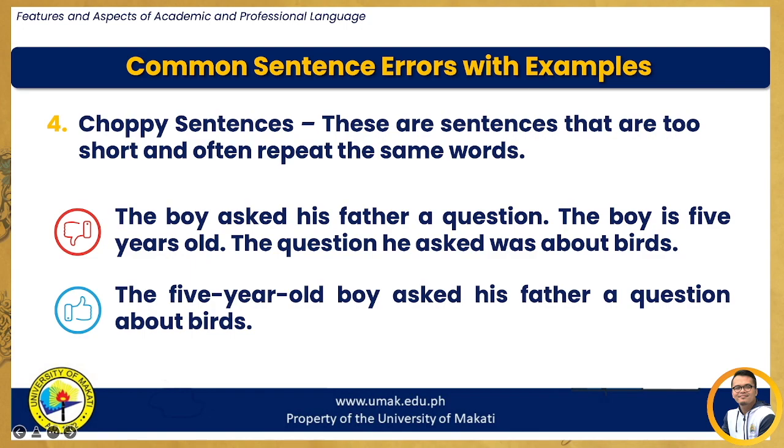And lastly, we have choppy sentences. These are sentences that are too short and often repeat the same words. Your writing will appear unsophisticated and lousy if you write with many choppy sentences. For example, "The boy asked his father a question. The boy is 5 years old. The question he asked was about birds." These three simple sentences could be written as one with the same thought or idea. "The 5-year-old boy asked his father a question about birds."